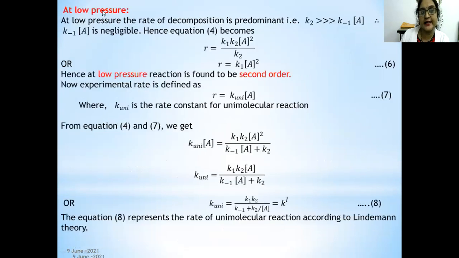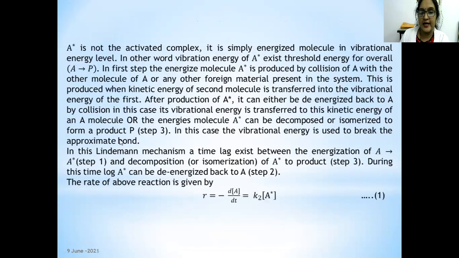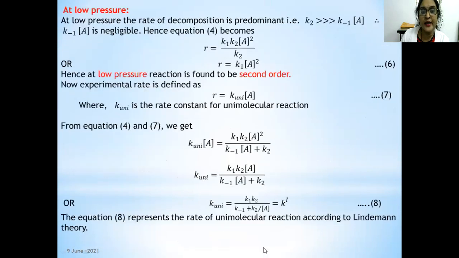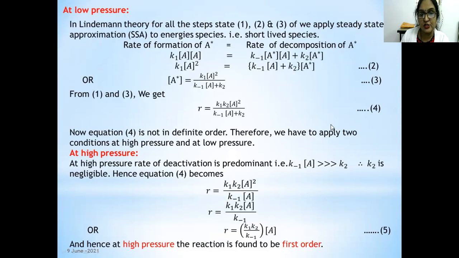Now we will take the second condition, that is at low pressure. I have already written here, at low pressure, the rate of decomposition is predominant, that is K2 is very, very high. K2 is very, very much greater than K minus 1 into concentration of A. This is our equation. So K minus 1 into concentration of A can be neglected from equation 4.